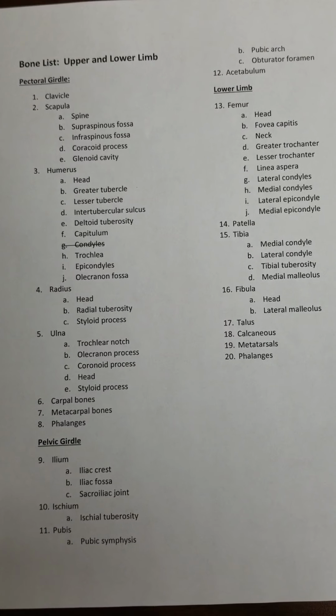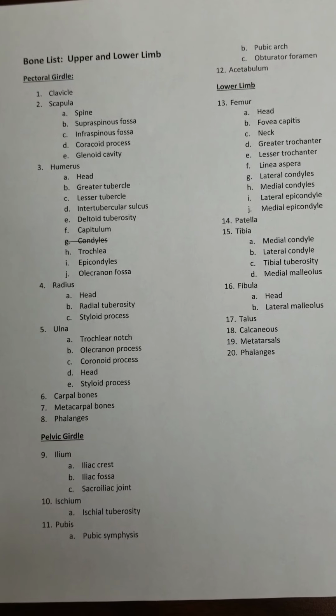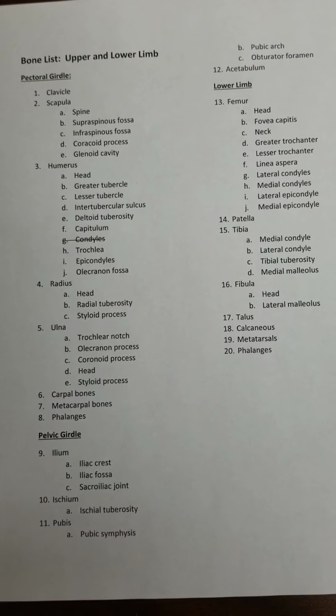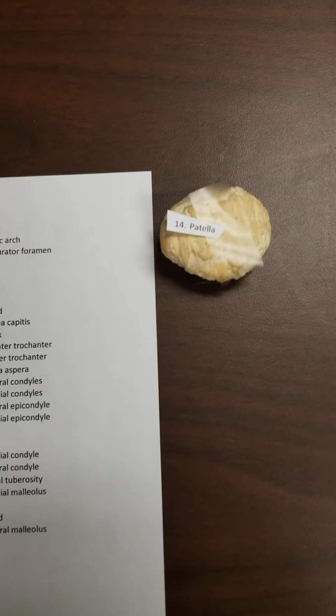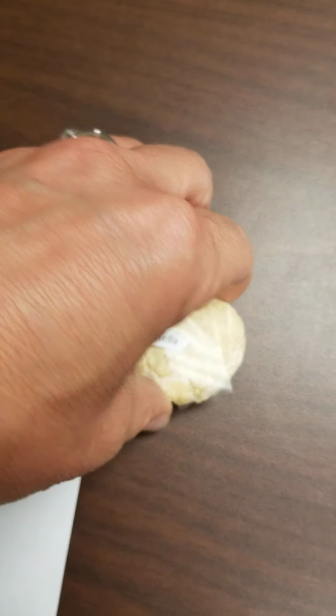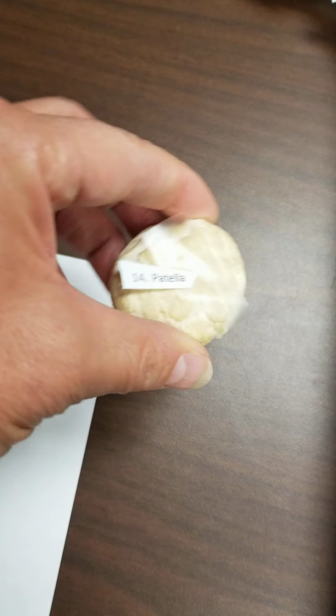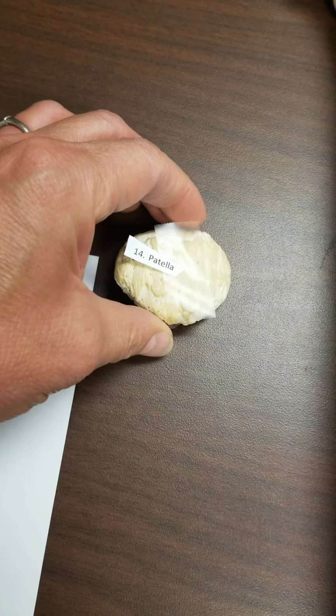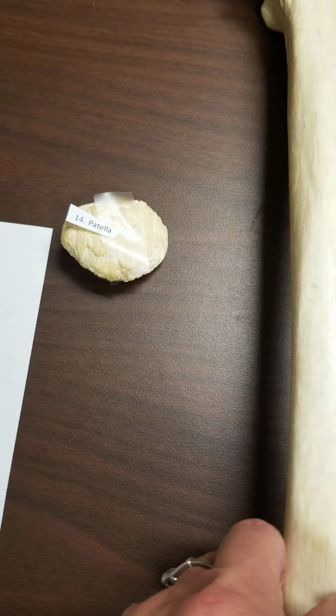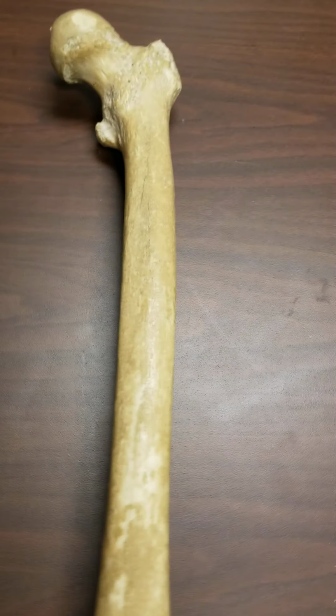Hello, we're going to continue on with this video with our lower limb bones. So we have our first bone, which is the patella. The patella is the largest sesamoid bone of the body. It's a round bone. Then we have the femur.